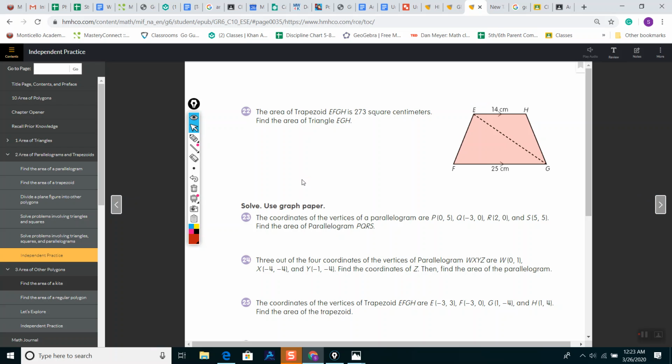Okay, here's part 2. The area of this trapezoid, EFGH, is 273 square centimeters. Find the area of this triangle. Well, we need to know the height. The height of this triangle is the same as the height of the trapezoid, so we have to find the height of the trapezoid before we can solve for the area of this triangle.